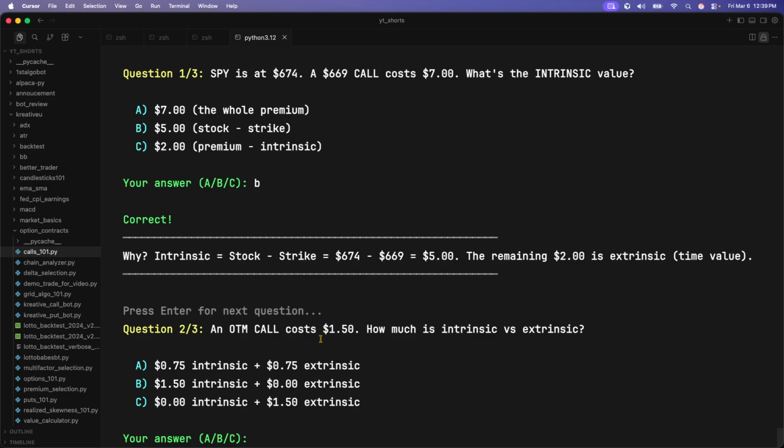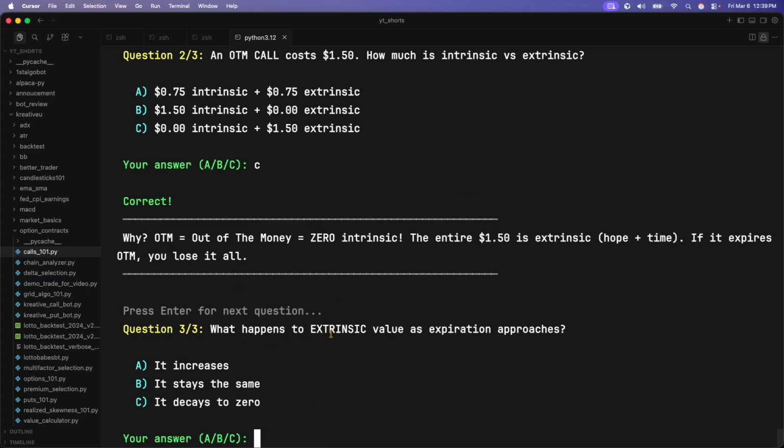And the OTM costs $150. How much is intrinsic? How much is extrinsic? So we all know it told us the answer. OTM is 100% extrinsic, all hopes and dreams value, all time value, right? So our answer is going to be C.